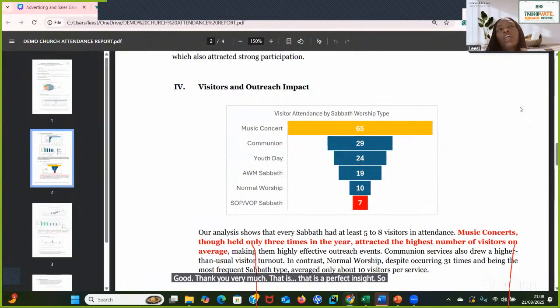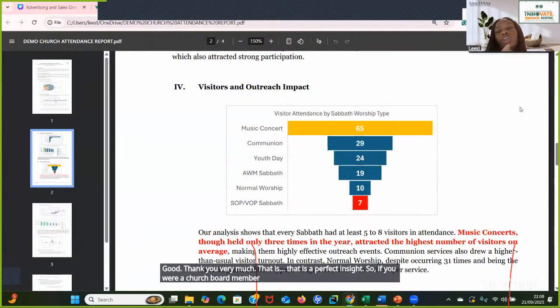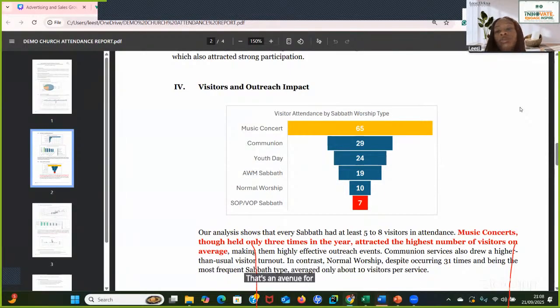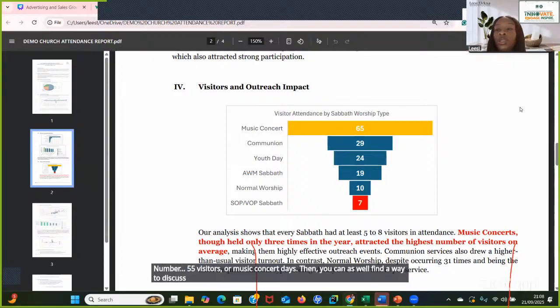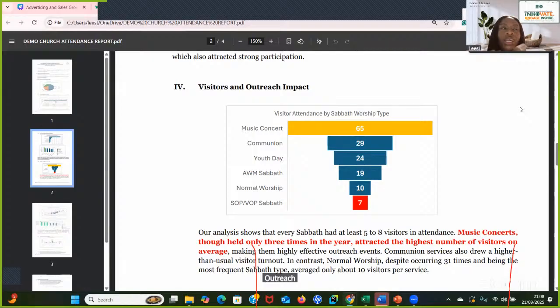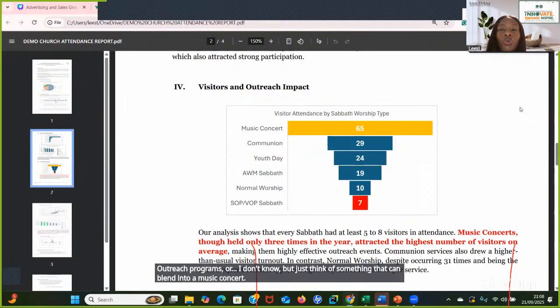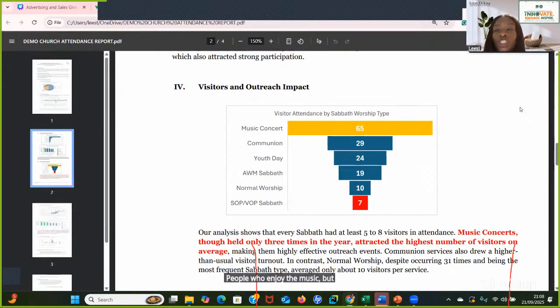So if you were a church board member or a church pastor and you're seeing these statistics, that's an avenue for evangelism. If you have up to 65 persons, 55 visitors on music concert days, then you can find a way to discuss with the music department and see how you can infuse outreach programs. Just think of something that can blend into a music concert. People will enjoy the music, but you are still reaching out to visitors that are in the church.